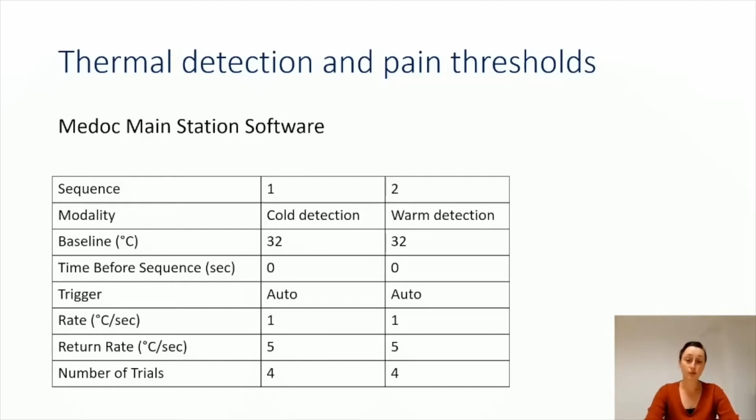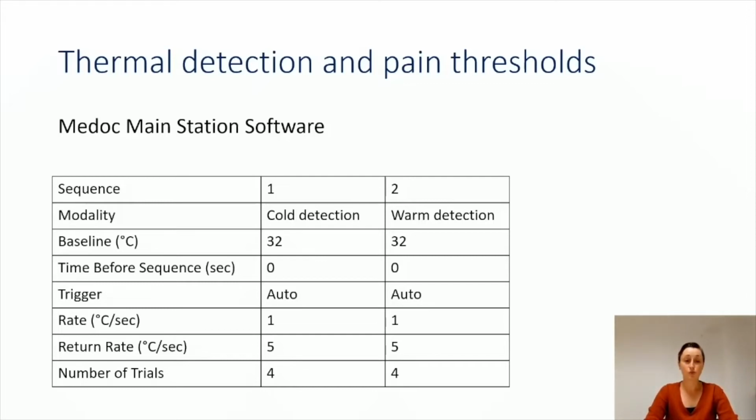What we choose in our pain research unit is a baseline temperature of 32 degrees. 32 degrees is supposed to be the skin temperature in the extremities. So the actual temperature of 32 degrees should not really be felt as cold or warm by the subject. The next row shows a time before sequence where you can set a break time in order for you to explain the test, for example. And you can also allow a certain trigger to start, for example, only start the test if you manually activate it.